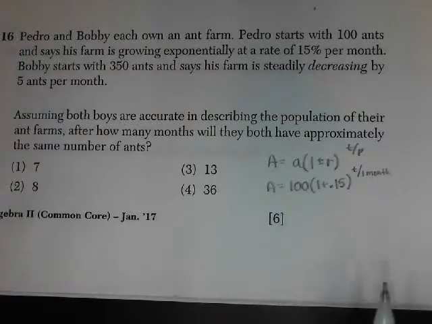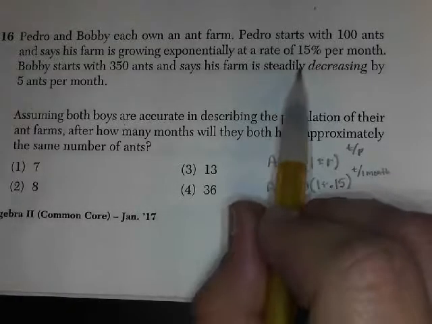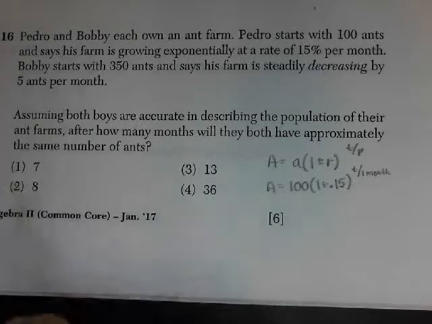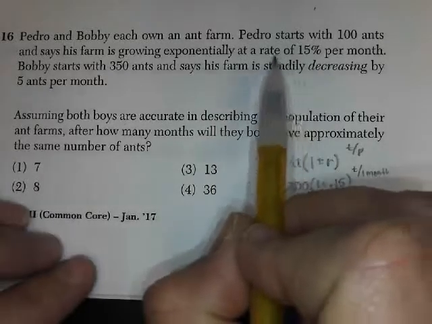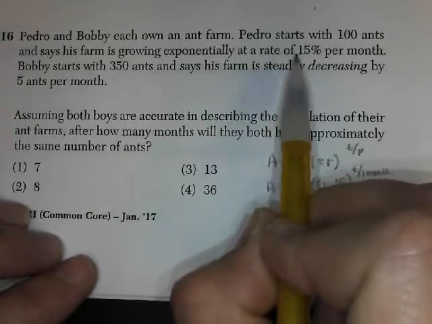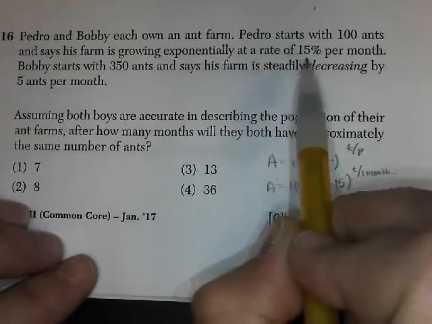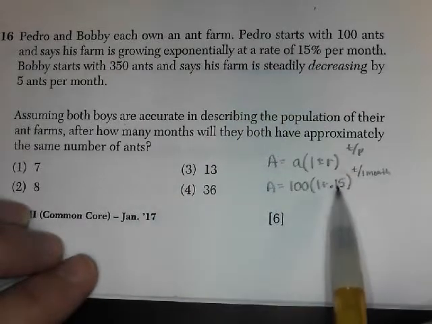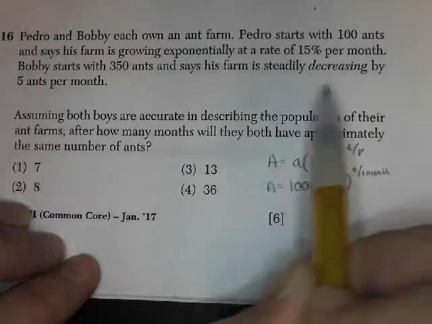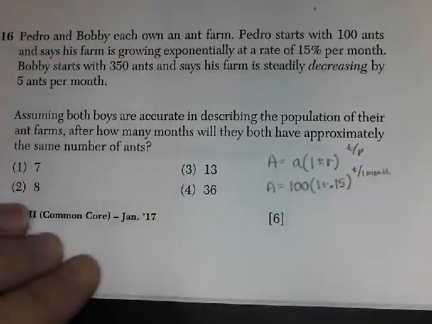Bobby starts with 350 and says his farm is steadily decreasing by 5 ants per month. Now, his is not a rate, so that's definitely not a percentage change, and so it's not an exponential function like we have here. But when it's decreasing by a set amount, that's linear.